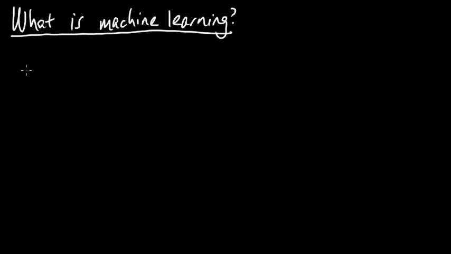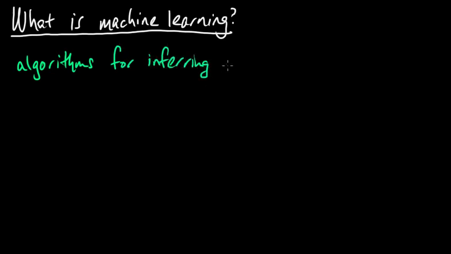So machine learning is designing algorithms for inferring what is unknown from knowns. That's just my definition.